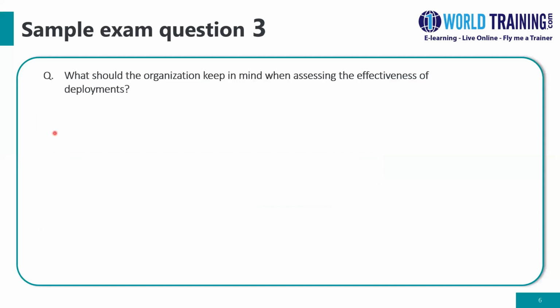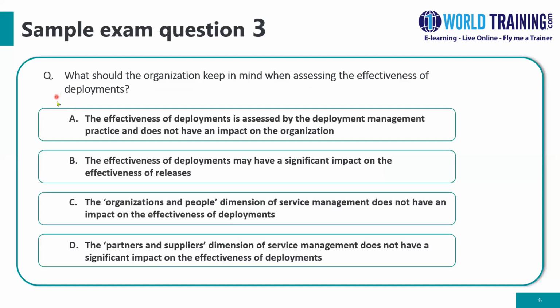We move on to question number 3. What should the organization keep in mind when assessing the effectiveness of deployments? A, the effectiveness of deployments is assessed by the deployment management practice and does not have an impact on the organization. B, the effectiveness of deployments may have a significant impact on the effectiveness of releases. C, the organizations and people dimension of service management does not have an impact on the effectiveness of deployments. D, the partners and suppliers dimension of service management does not have a significant impact on the effectiveness of deployments.